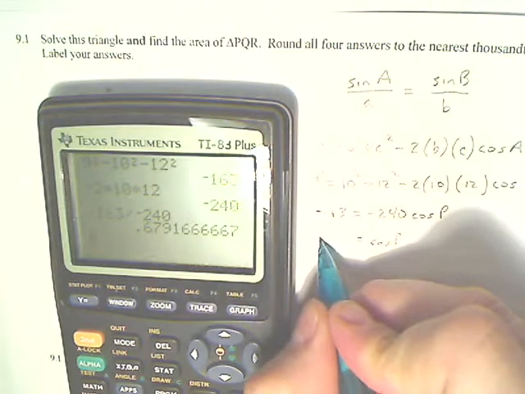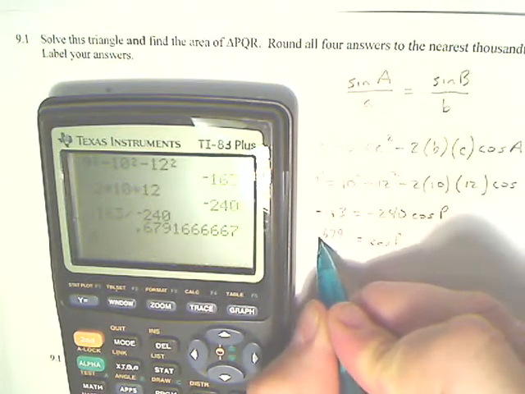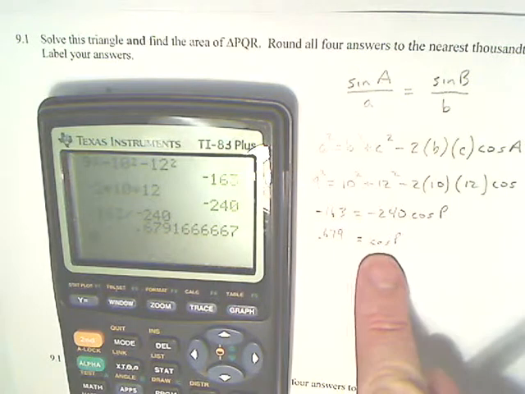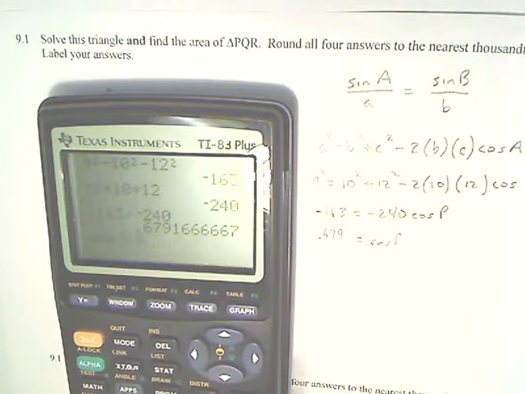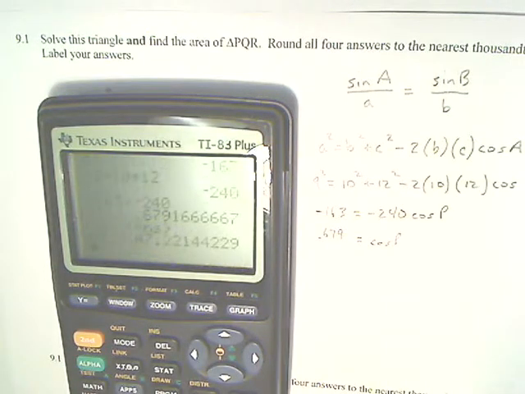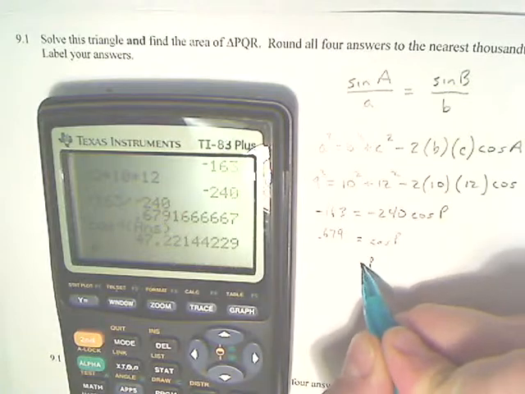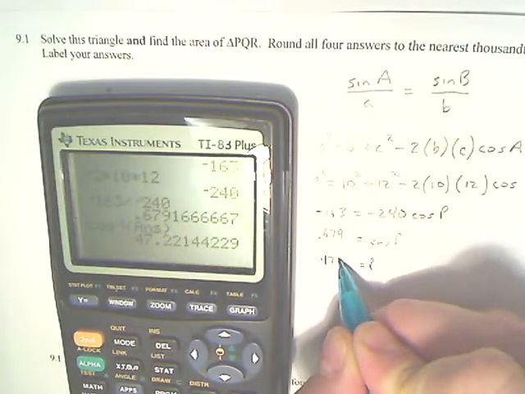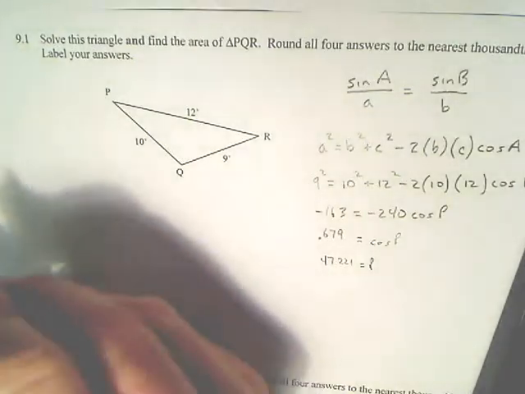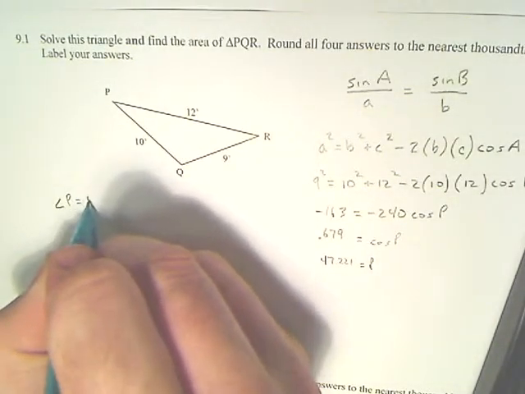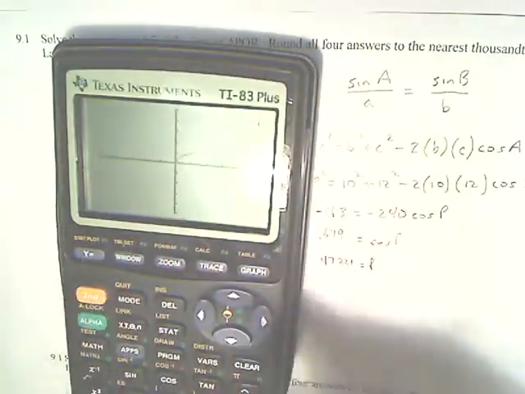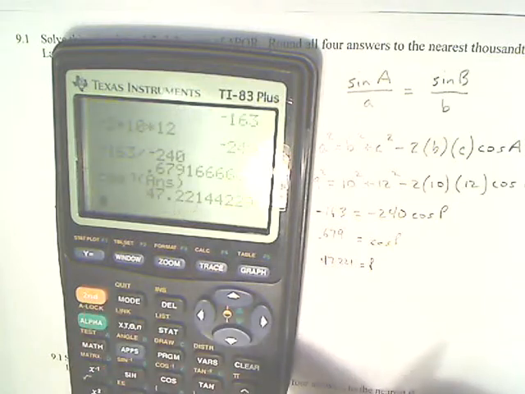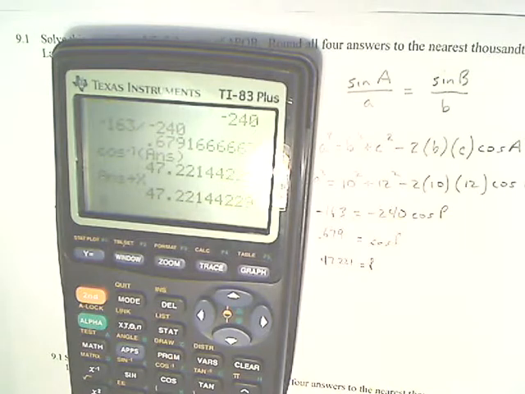Don't ever hit clear. I'm going to write these numbers down, but don't use them in their rounded form. At this point, we need to do inverse cosine to get the P by itself. So second cosine of the previous answer is angle P, 47.221. I'll go ahead and write the answer over here: angle P, 47.221, which you should store and use later. So I've stored that for X.